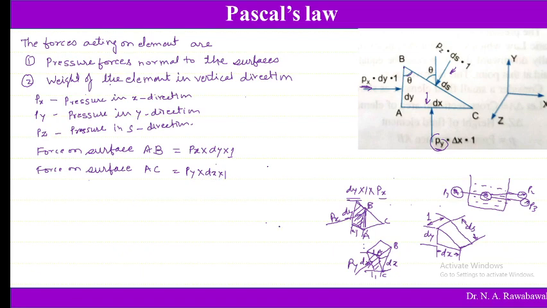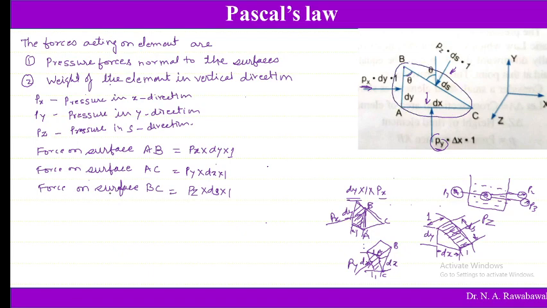The force acting on the surface BC is given as pz into ds into 1. If we take this surface, the area is ds into 1. This is the rectangle and the pressure acting is pz, so the force is pz ds into 1.